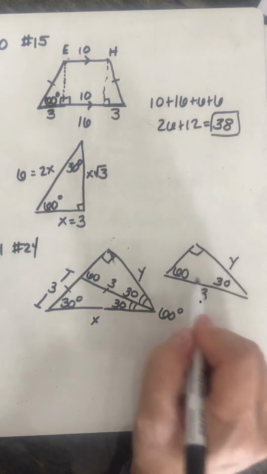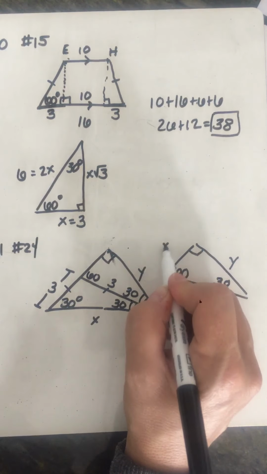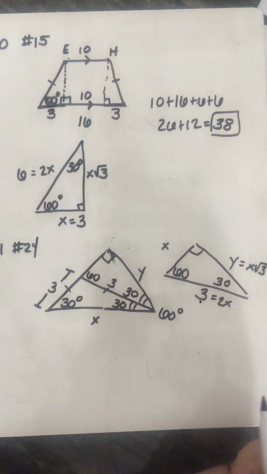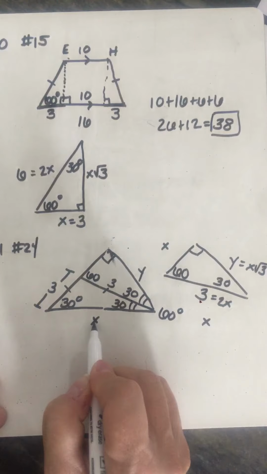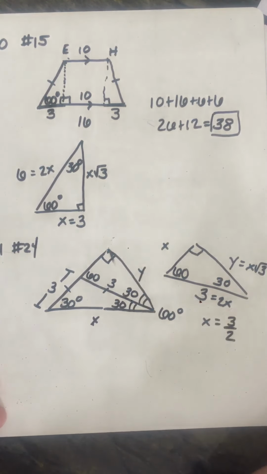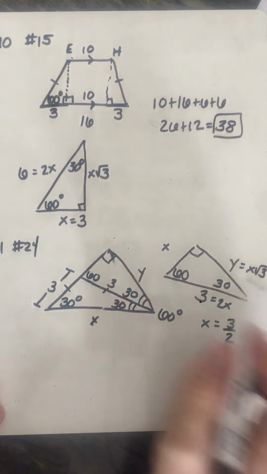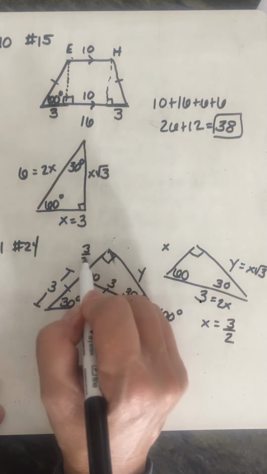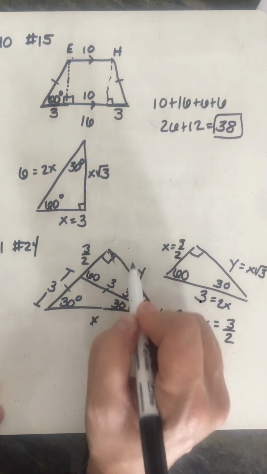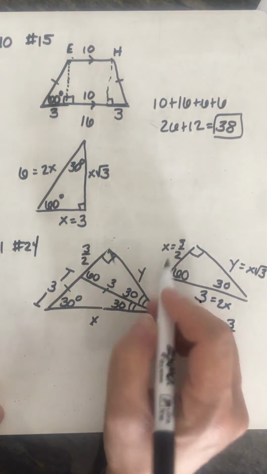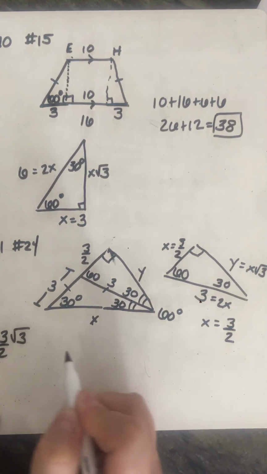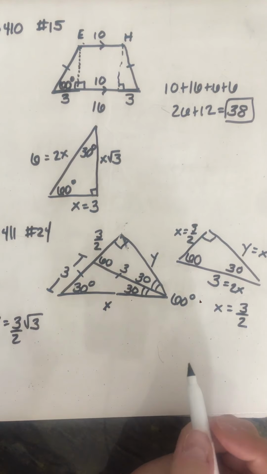So let's remember our ratios. This would be the X. This is the 2X. This is the X square root 3 side. So X, not this X, by the way, different X, equals 3 halves. So this one's 3 halves. This one here, Y, is going to be 3 halves square root 3. So y equals 3/2 square root 3. Okay, so we found y.